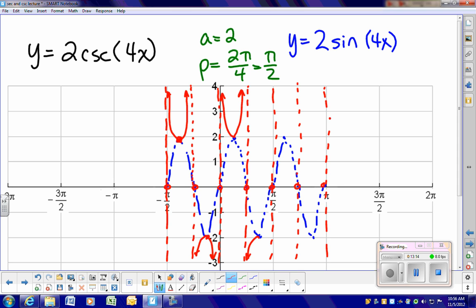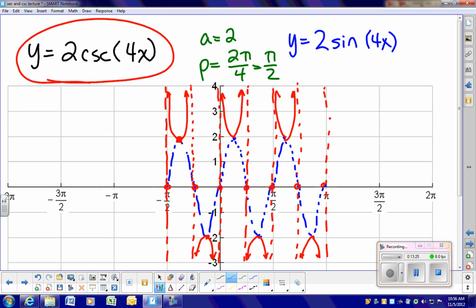And so the red parts here are the answer to the question I was asked. Okay, this is answered in red. The parts that are red are my answer graph. The blue is not part of my answer, it's part of my work.